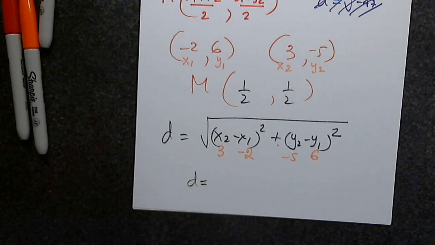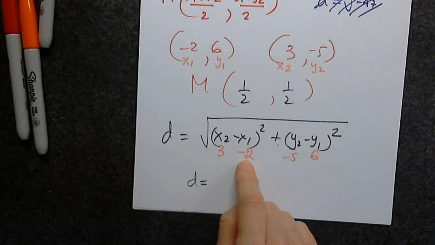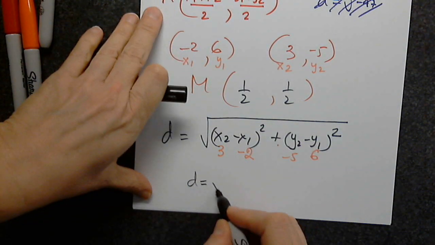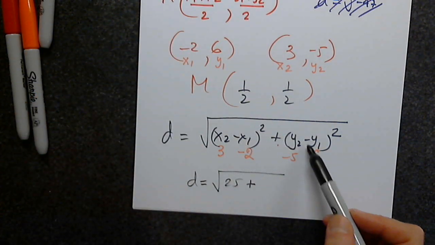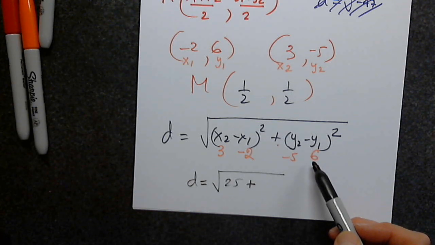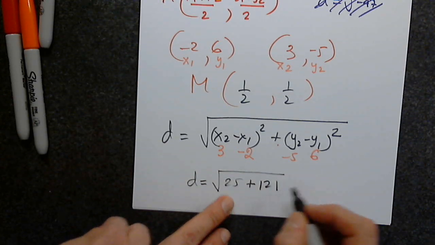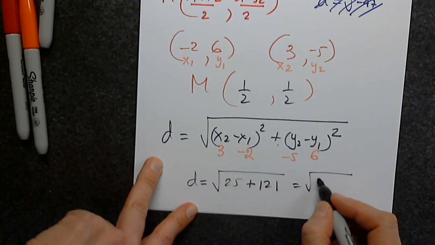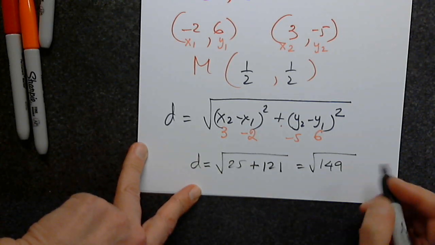So, any questions? Let's do this together. 3 minus -2. Excellent. 5 squared, please. Excellent. Plus -5 minus 6 squared. 121. So this is the square root of 149. And I don't think we can do anything to 149. This is it.